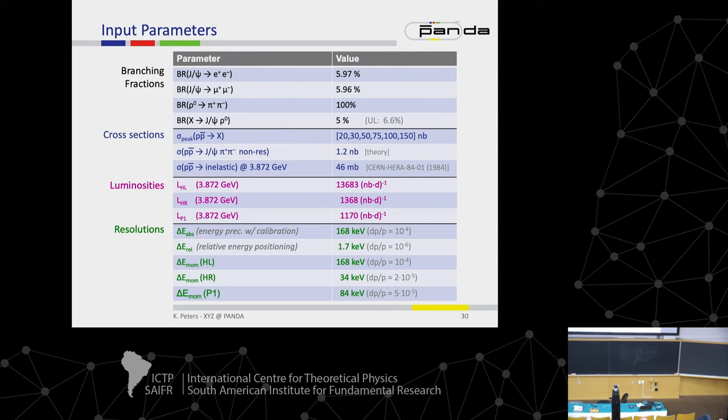And then you see the resolutions which have been put in or are derived from the simulations, which are for hadron physics extremely low because they are in the several 10 or 100 keV regions, which is something which you never find elsewhere in hadron physics of heavy states.